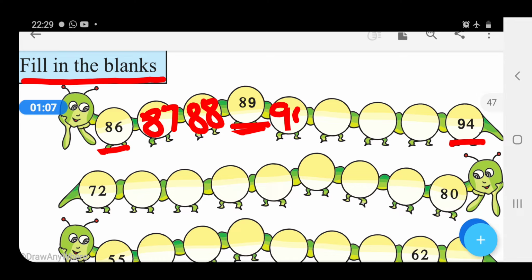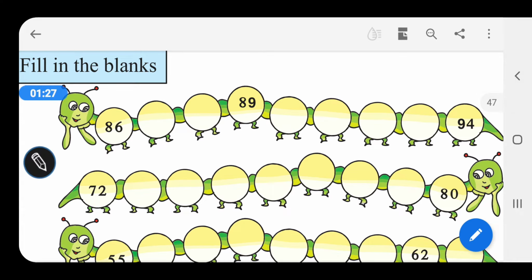90, then 91, 92, 93, and after 93 it is 94. Okay, now let's move to the first part of second sum.